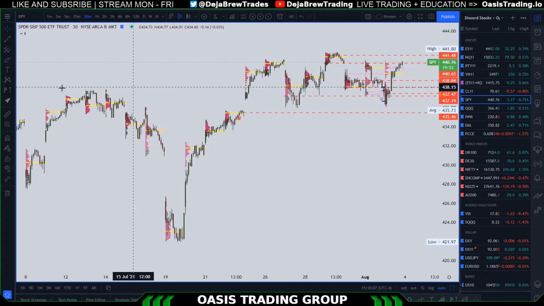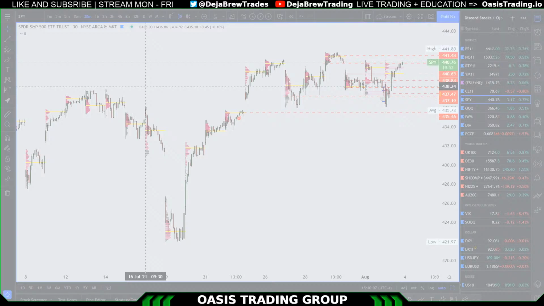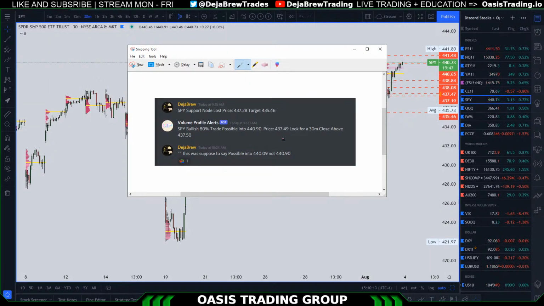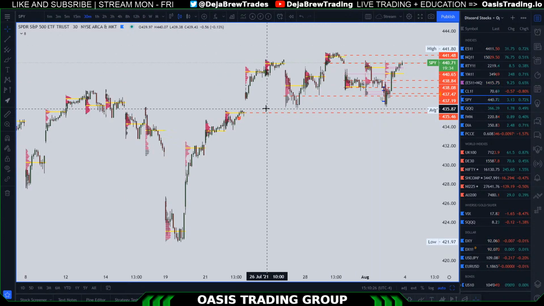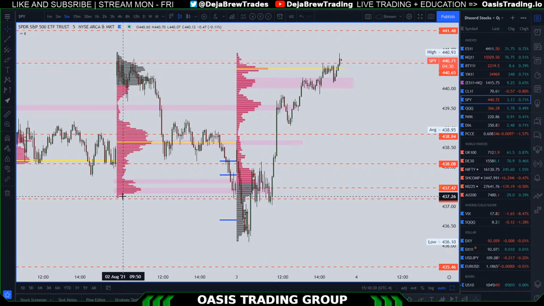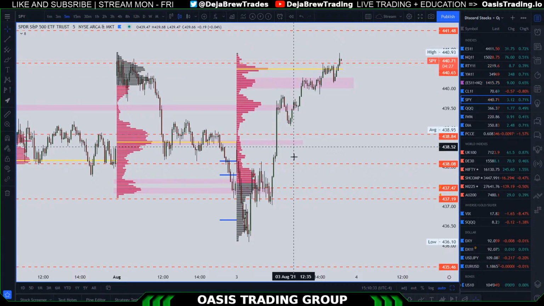So this one here, we had the 30-minute close. I told you guys to look for a 30-minute close above 437.50. We had that 30-minute close, so you would have been targeting 440.09. This was a typo here. It's supposed to be 440.09, and that was the value area high. So once you reclaimed the low here with a 30-minute close, it went straight up.